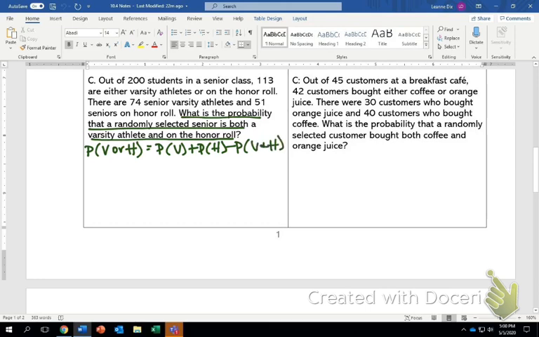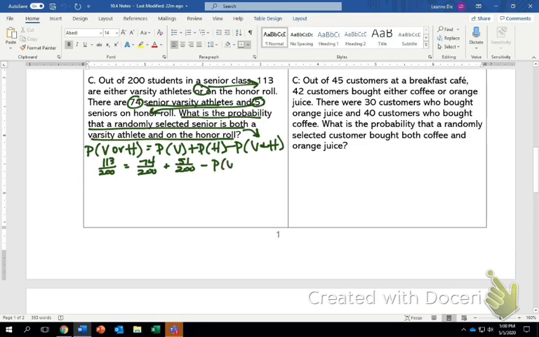So now I see that I can find my and information by using this formula. So I'm just going to plug in the pieces that I have. So I see that my or statement is attached to 113, and remember, when you're doing probability it has to be between 0 and 1. So I can't plug in 113, but I can plug in 113 over the total number of students, which is actually 200. Okay, so that's going to equal, and then I have 74 senior varsity athletes, so I'll say 74 out of 200, and then I have 51 honor roll kids, so I'll put that out of 200.